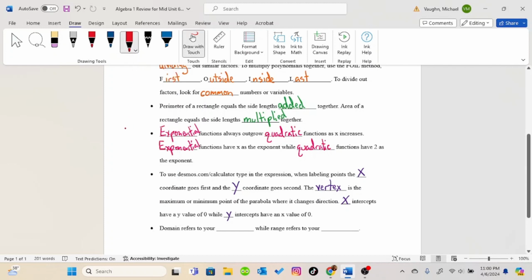And finally, you need to remember domain and range. You need to understand that the domain refers to your x value and that your range refers to your y values. There will be questions on the test that ask you about the domains. You need to understand that what they're talking about are what numbers can work as the x values in that situation.